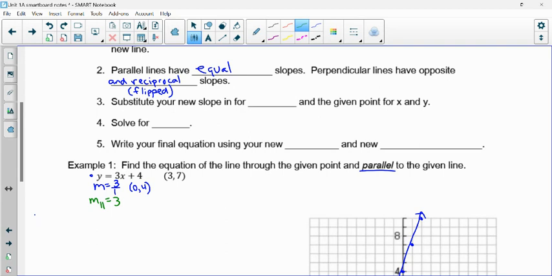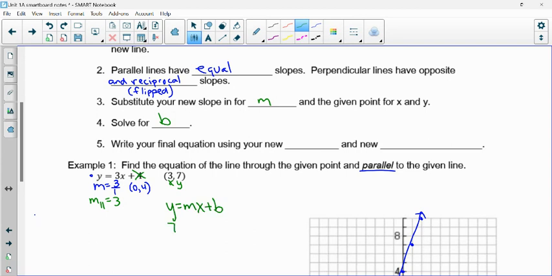Alright, so now that you have the slope is going to be 3, you're going to substitute your new slope in for m and the given point in for x and y. Okay, so this is our given point, just like always, it's x, y. What we're not using is that original y-intercept for that line. Our y-intercept has to be a new one. So we're going to be solving for b just like we always do.